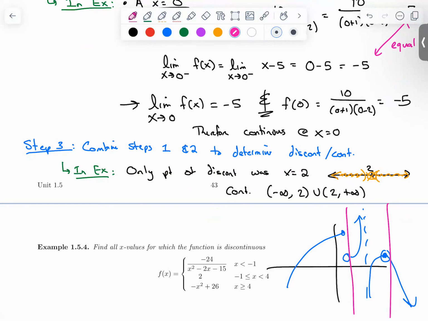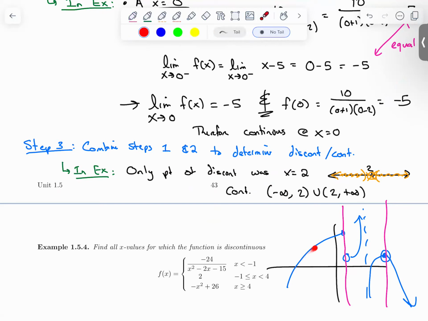Let me draw it better. If you're looking at each piece, the left side and the right side, totally fine, totally continuous. You can trace those pieces without ever lifting your pen from the page. The middle piece has a discontinuity in the middle because if you were drawing just the middle piece, you'd have to lift your pen up right here and continue back. So there was a discontinuity on a piece.